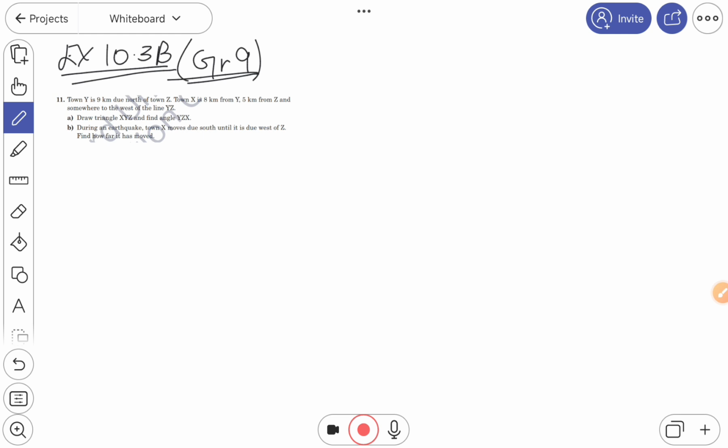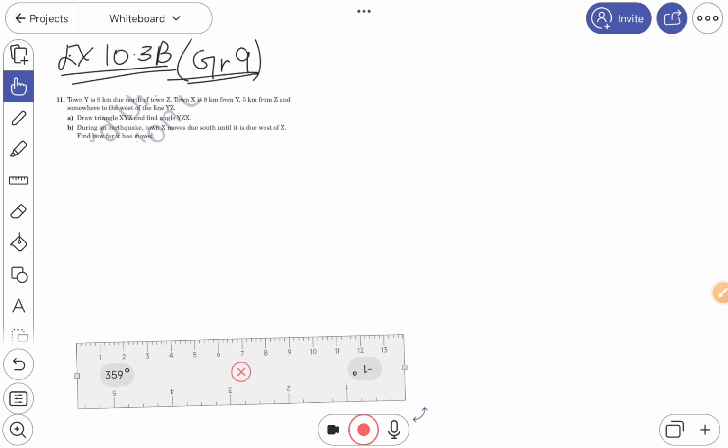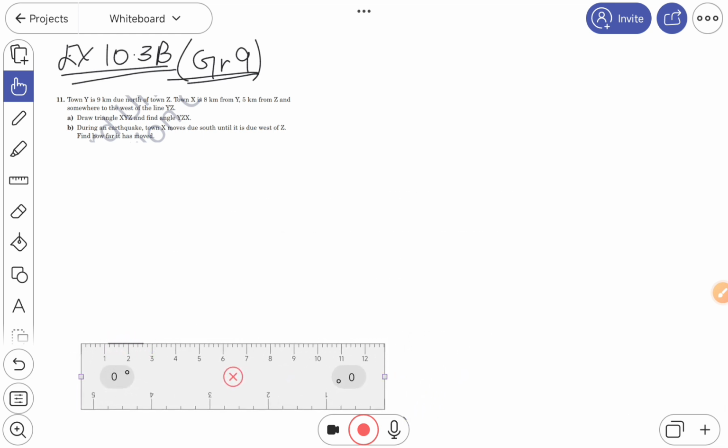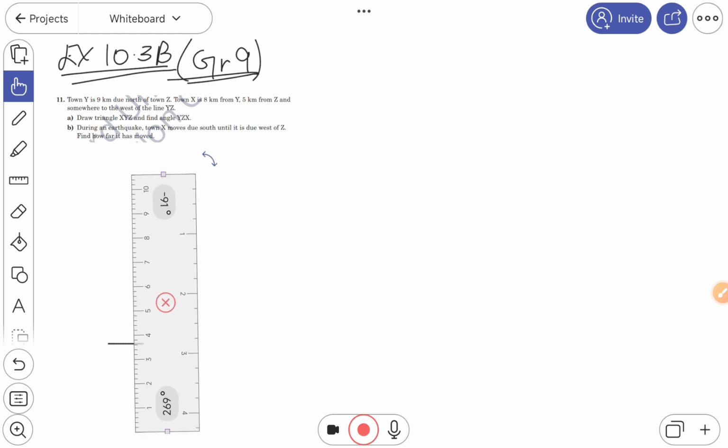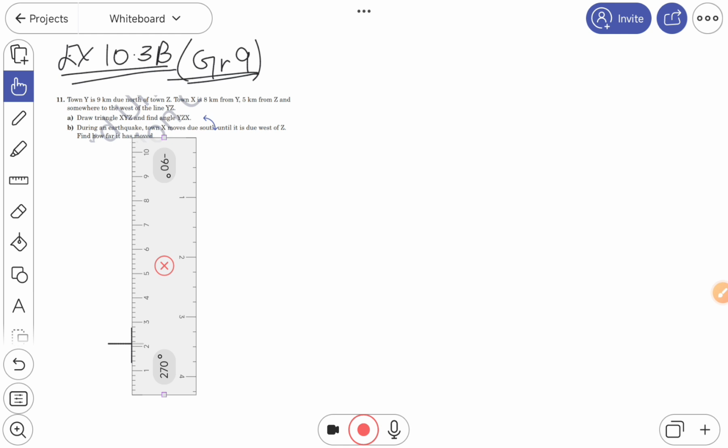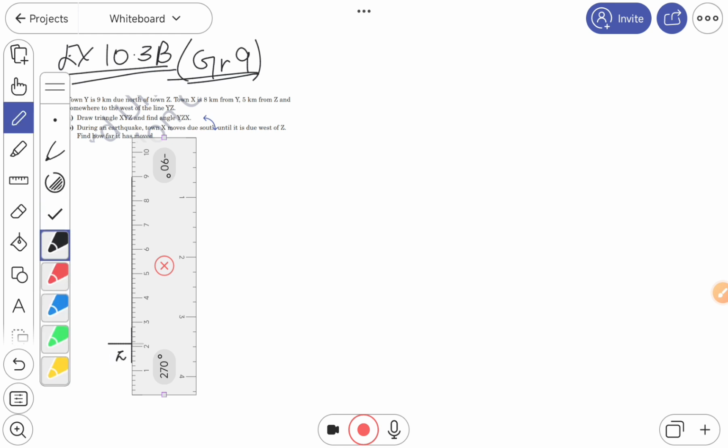Town Y is 9 kilometers due north of town Z. So first you have to mark the north of town Z, because in bearings we are dealing with angles that are related to the north of some point. So let's make Z first, and town Y is somewhere to the north of point Z, 9 kilometers away. So this is town Z, and this is town Y, and the distance between them is 9 kilometers.